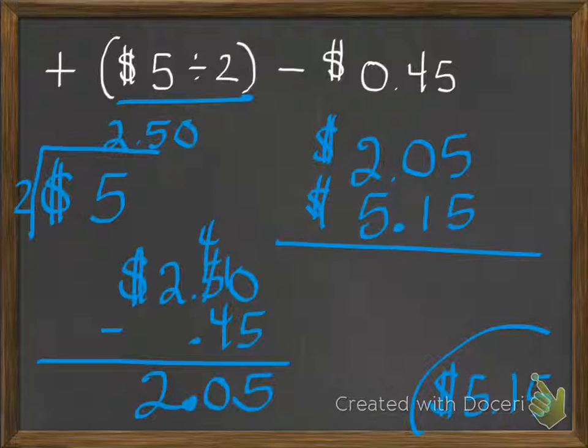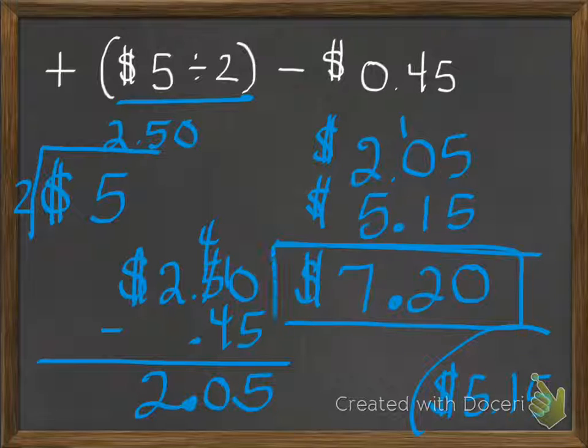I'm going to add that together. 5 plus 5 is 10. Carry the 1. 1 plus 1 is 2. Bring down the decimal, and 2 plus 5 is 7. So $7.20 is what it looks like. And that will be the final cost. So she'll spend $7.20 on all that fruit.